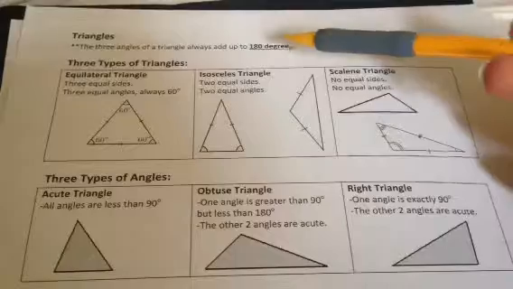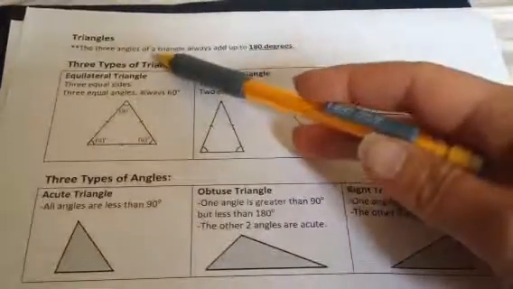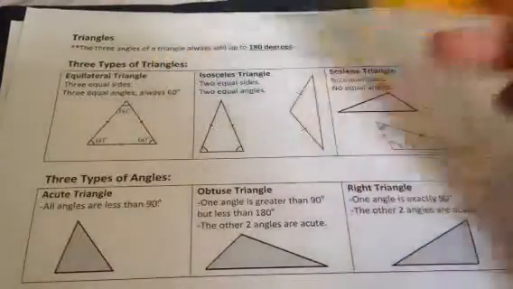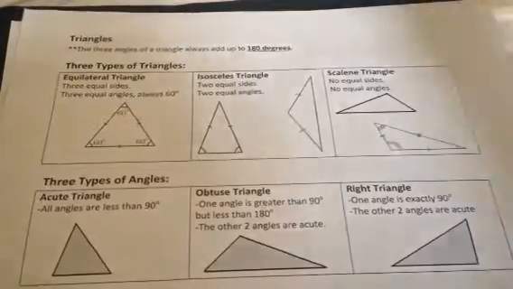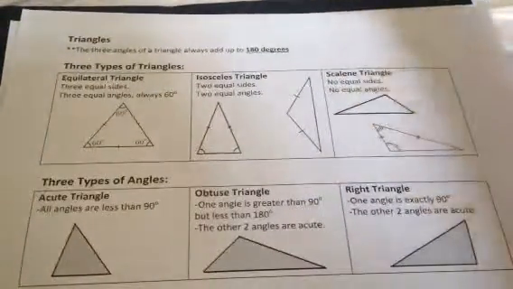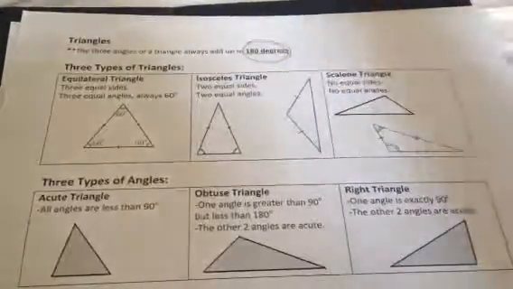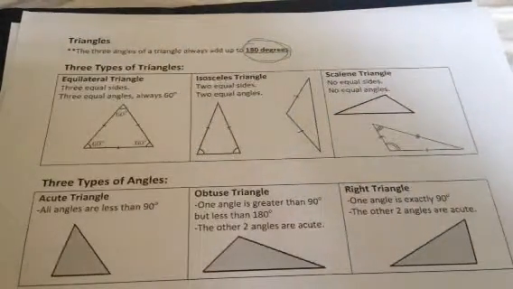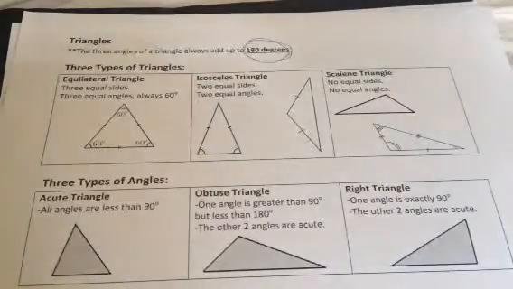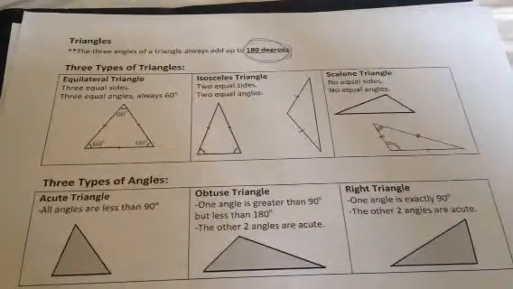So first main thing about triangles, all three angles of a triangle always are going to add up to 180 degrees. That's super important because that's going to help us solve for missing angles later. But they're always going to add up to 180 degrees, no matter the size or shape or the length of the sides of the triangle.